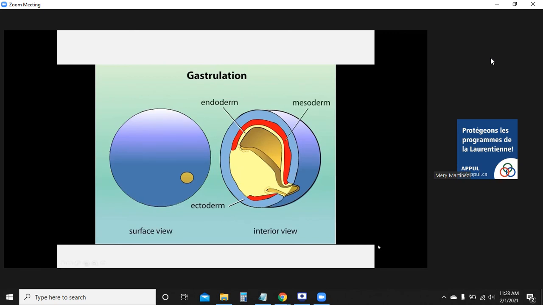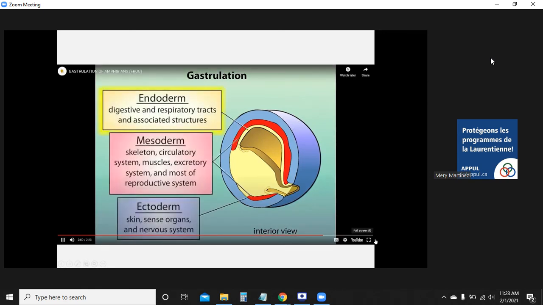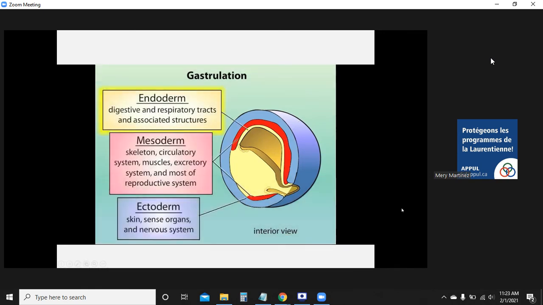Additionally, the fates of specific regions have become determined. The endoderm gives rise to the digestive and respiratory tracts and associated structures. The mesoderm gives rise to the skeleton, circulatory system, muscles, excretory system, and most of the reproductive system. The ectoderm gives rise to the skin, sense organs, and nervous system.